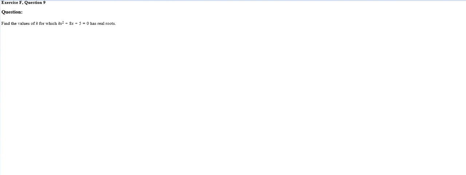Hi guys, question 9. It looks really complicated, but as long as you identify that when we're talking about real roots, you start thinking about the discriminant. Now, a real root means it can either be something like this, which has 2 roots, or it can be something like this that's just meant to just touch. And that means we have a repeated root.